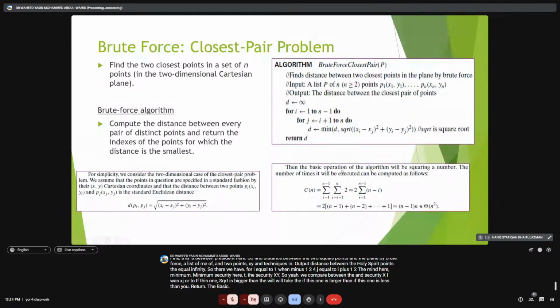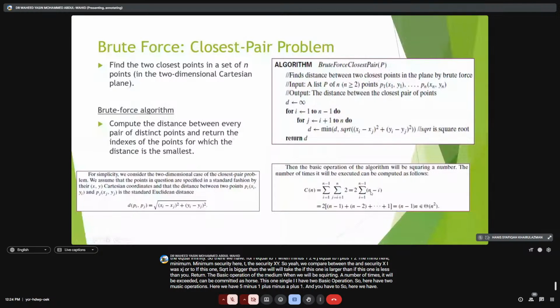The basic operation of the algorithm will be squaring a number. The number of times it will be executed can be computed as follows. This one, sigma i equal 1, because we have two basic operations. So here I have two basic operations. So here we have n minus i plus 1 minus 1, here we have 2.